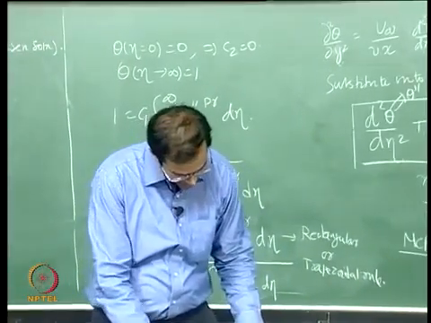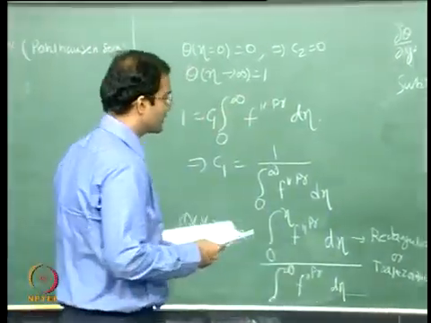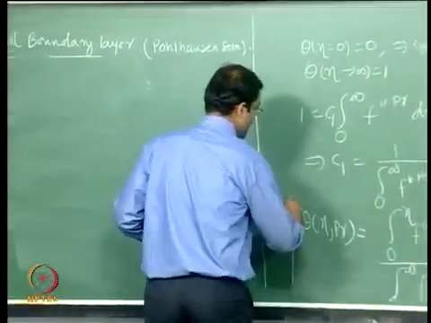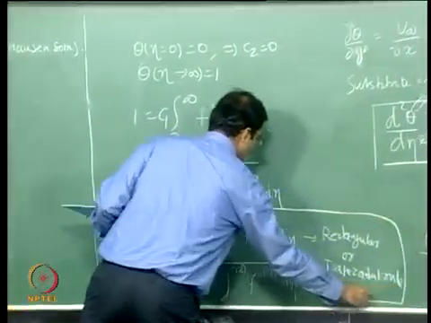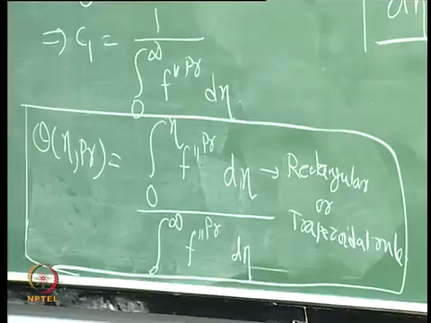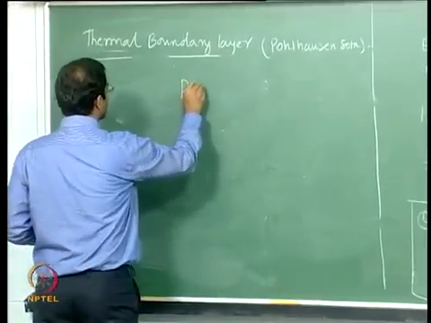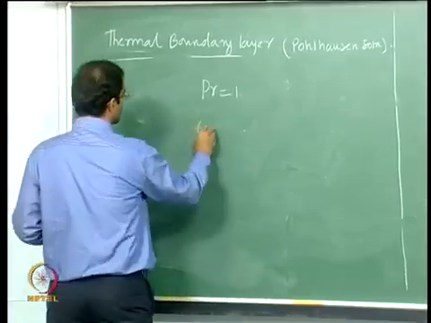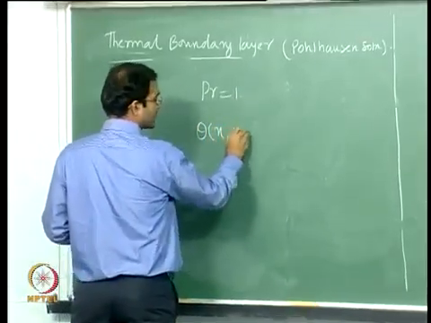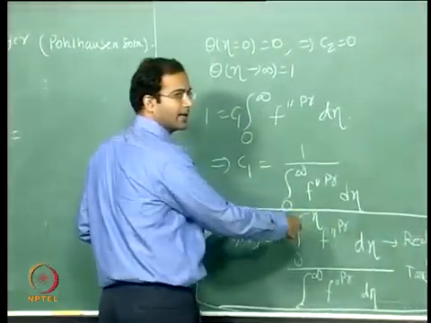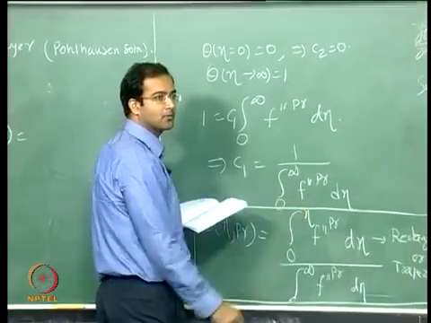Okay, so one more thing with which I will stop today. If you look at this particular solution which we have derived by method 1, for a particular case where Prandtl number is equal to 1, what happens? So this theta, I can directly integrate it out. Now I can do analytical integration if Prandtl number equal to 1.